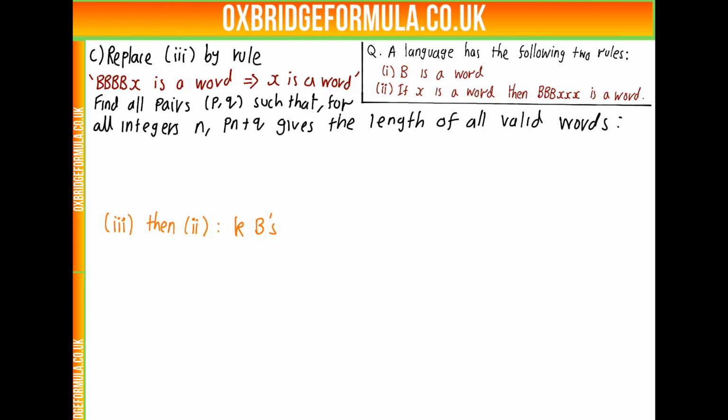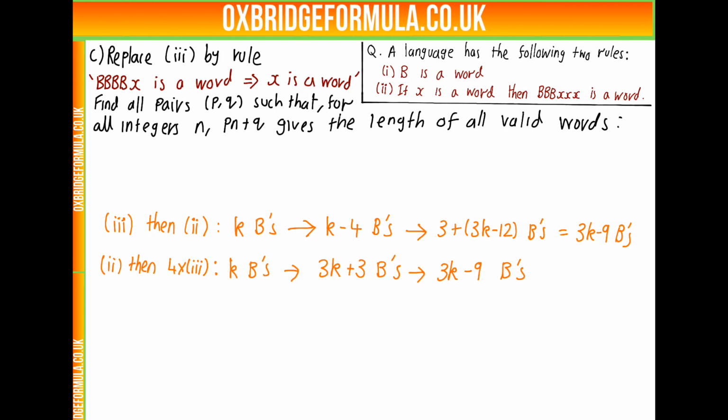So first thing to know is if we do rule 3 then rule 2 and we have a word with K Bs, where K must be bigger than or equal to 5 for it to make sense. If we do 3 then 2, we go to K minus 4 Bs as our word, then we apply 2 and we get 3 plus 3K minus 12 Bs, which is 3K minus 9. So that's what happens when we apply rule 3 then rule 2. But then if we do rule 2 then 4 lots of rule 3, we go from K Bs to 3K plus 3 Bs to 3K minus 9 Bs.